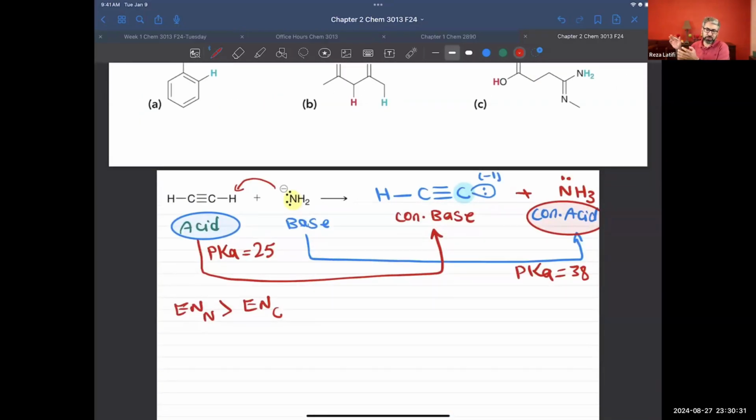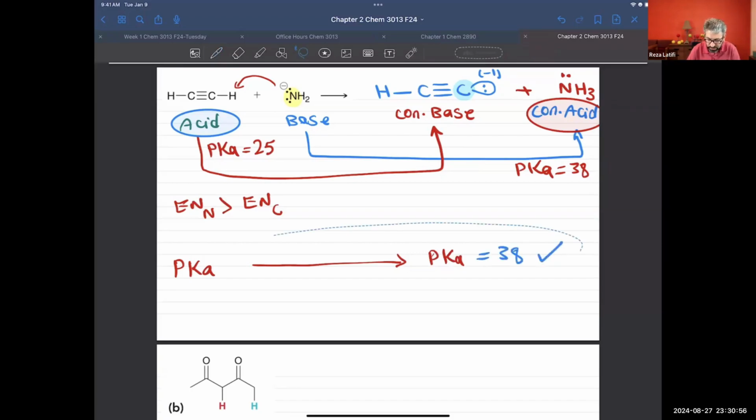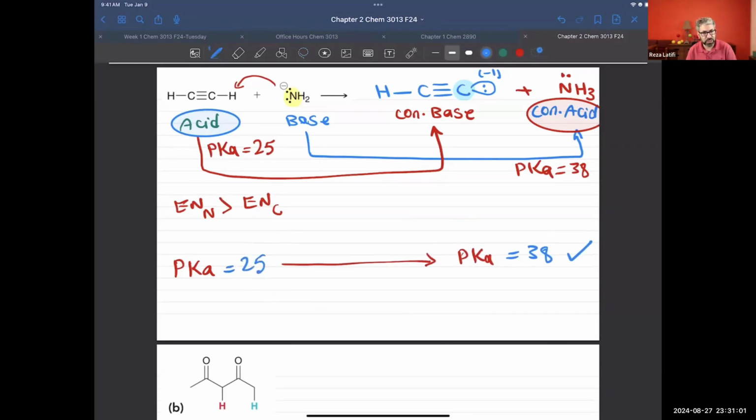Clearly, the pKa of the product is higher than the reactant. And pKa says if you get a product with a bigger pKa, the reaction is going to move to the product side. So pKa is telling us the reaction will move to that side. Why? Because the pKa of the product is 38, which is bigger than the pKa of the reactant, which is 25. Well, electronegativity says no, this one should not happen.